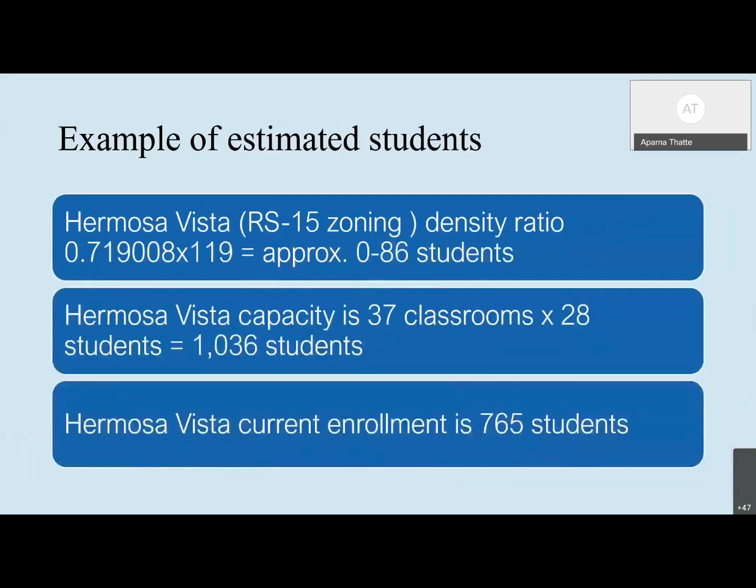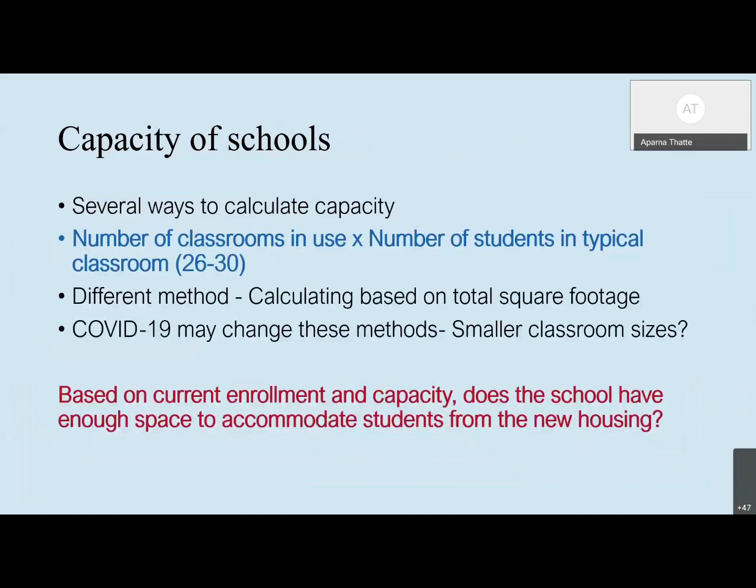I was going to speak briefly about the capacity of schools. I don't necessarily use GIS for this, and there are several ways to calculate capacity. You can calculate it on square footage, but I usually look at the number of classrooms in use. We have that information, and then about 28 students per classroom, and that's how I calculate capacity. Based on what impact the pandemic has, class sizes might change, and these estimations for capacity might change in the future.